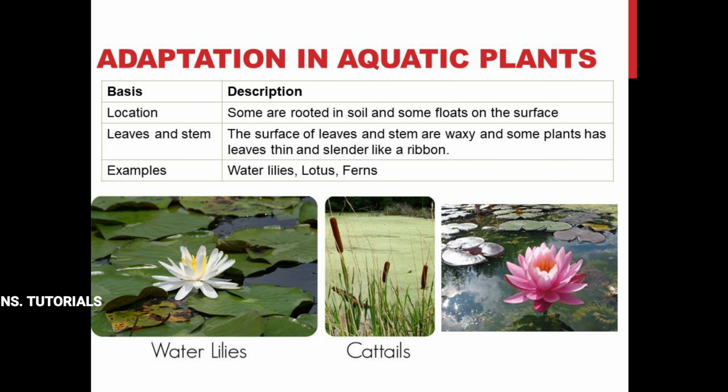Now we are going to study adaptation in aquatic plants. Some of the aquatic plants are firmly rooted in the soil at the bottom of the water bodies. Their stems are submerged while leaves and flowers float on the surface. However, some plants are entirely afloat. Their roots are not attached to the soil. The surface of the leaves and stems of many aquatic plants is covered with a waxy layer. Examples of aquatic plants are water lilies, lotus, ferns.